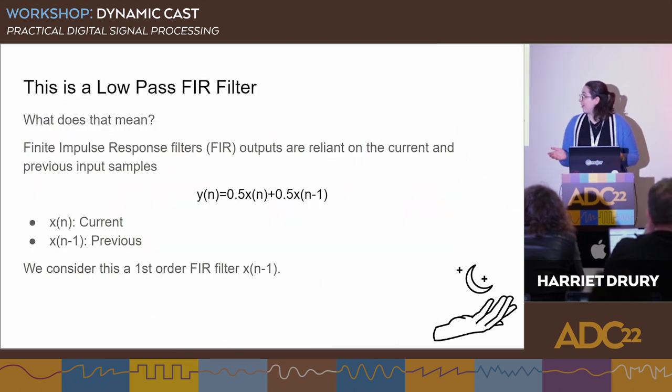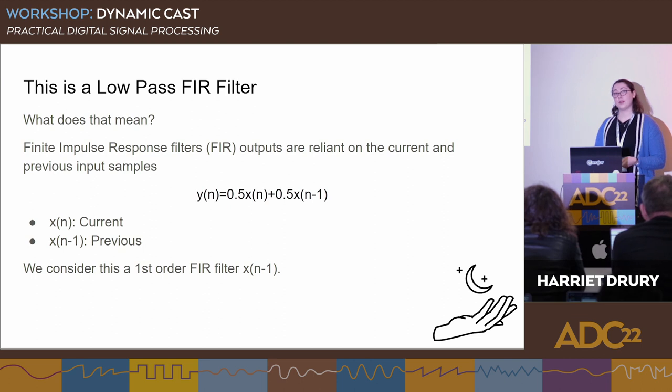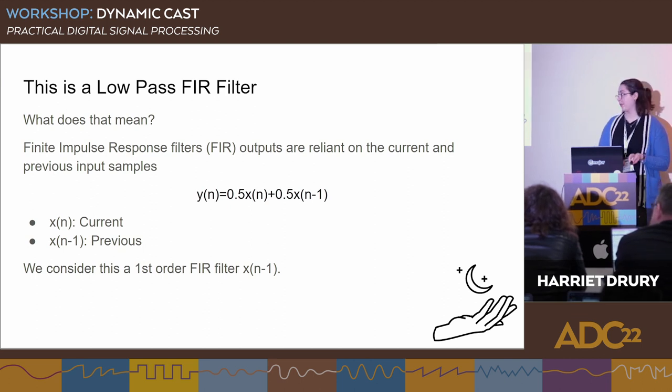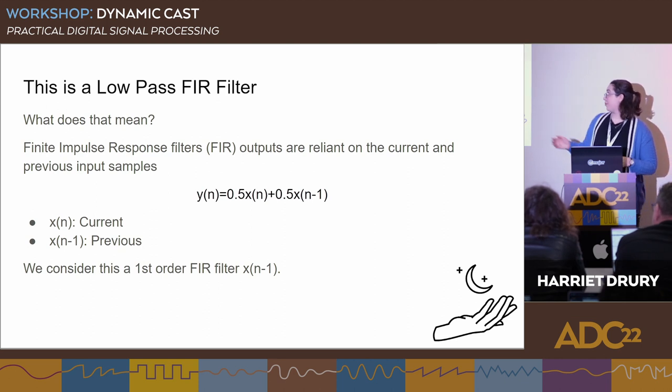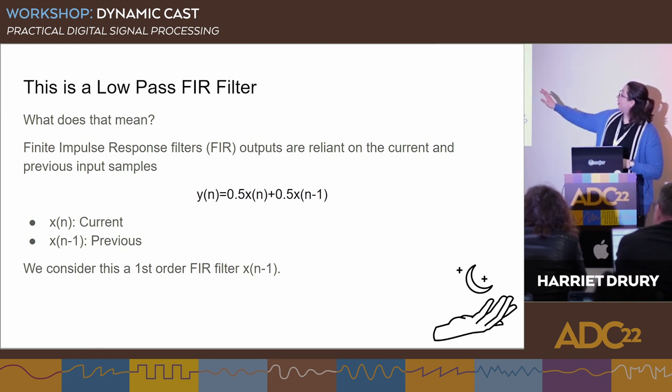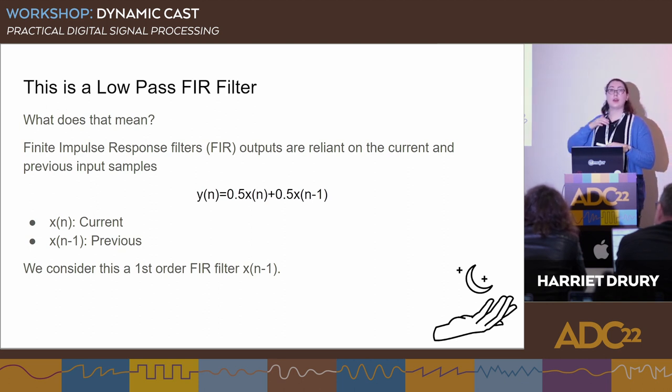So this is a low-pass FIR filter. So it's a finite impulse response. They're reliant on the current and previous input samples, so x of n. That's the only things that the output signal is reliant on. This is a first order because we're only using one previous sample. This can go into the hundreds. The orders can get quite big.